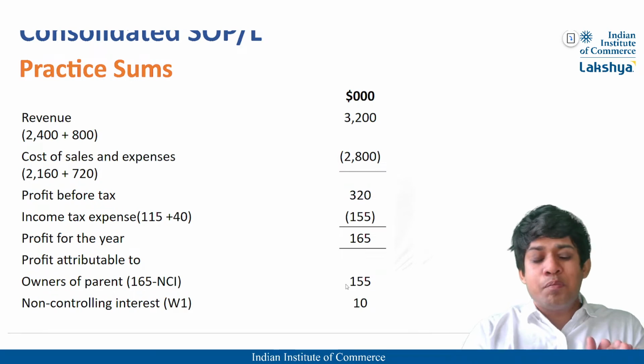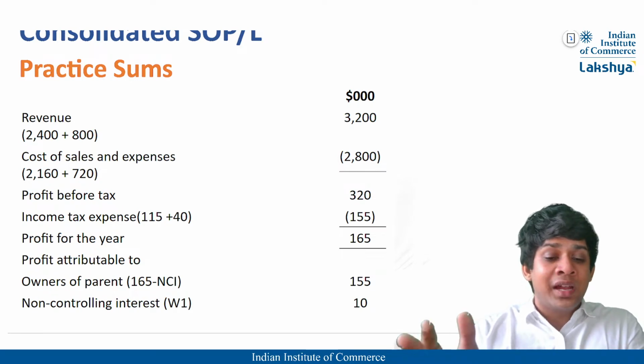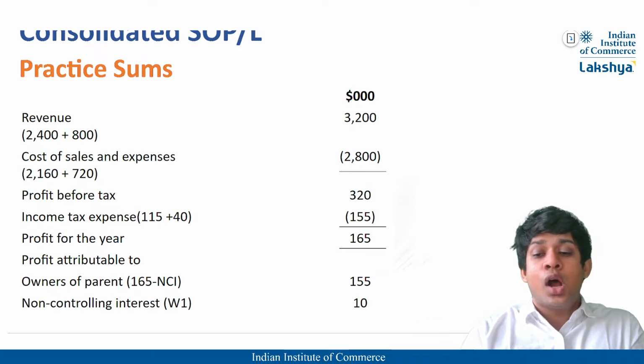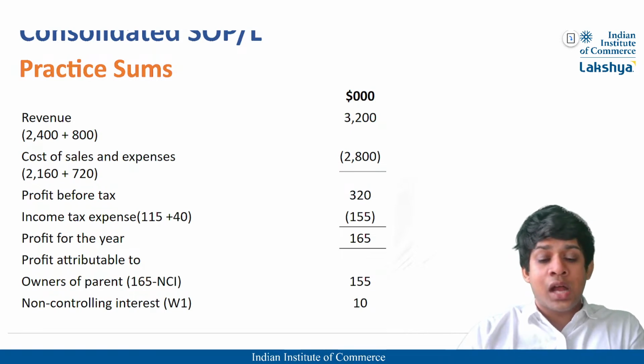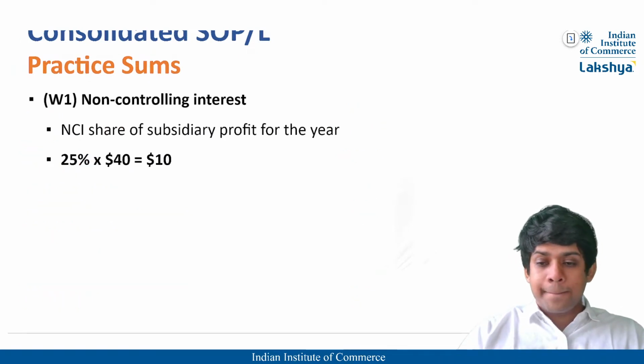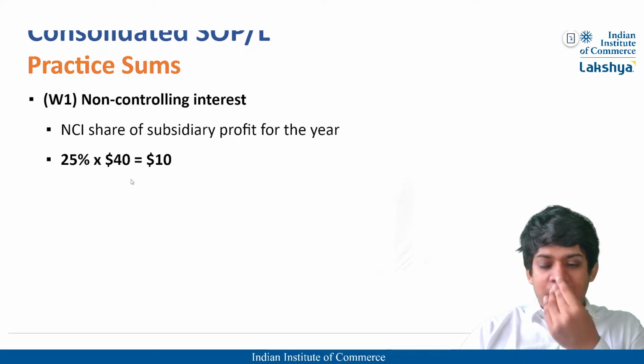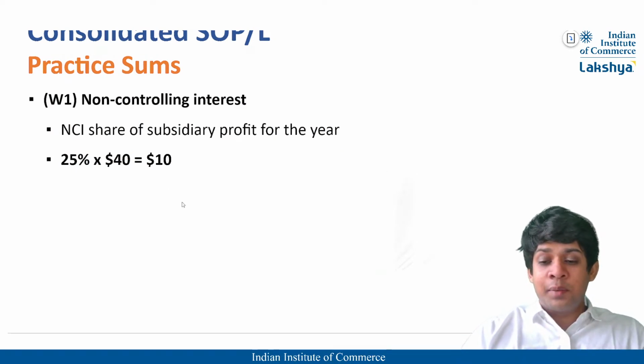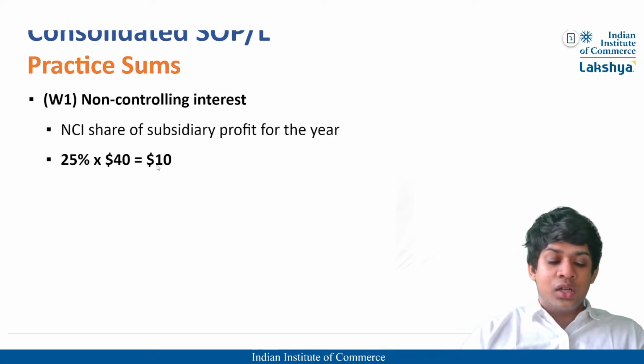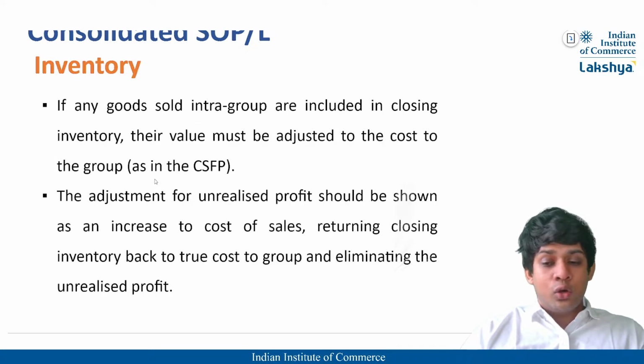So I think this was just a very basic sum for you to understand how the statement of profit or loss looks and how it is to be prepared. Okay, so this is a working note prepared for the non-controlling interest. It was actually not required to be prepared because there are no adjustments here, but I just wanted to show you the calculation. Okay, so $40 is the subsidiary's profit, out of which 25% belongs to NCI. So $10 is the NCI value and the balancing figure will go to your group.